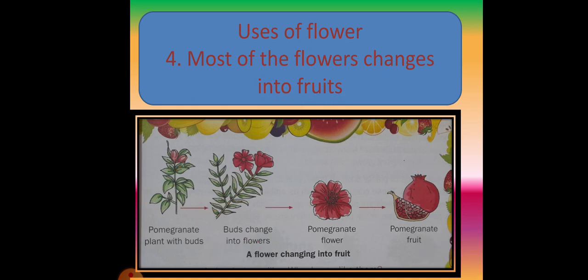But is it possible in our home, if you take the buds of the flower and keep them as they are, is it possible to convert into fruit? No. So it should live in the plant itself. Okay, so there the flower is going to be converted into a very delicious fruit.